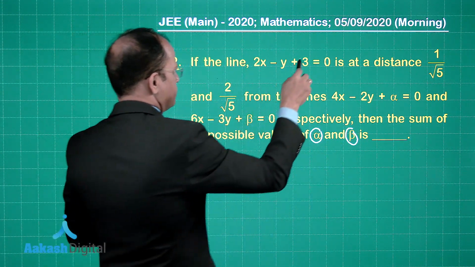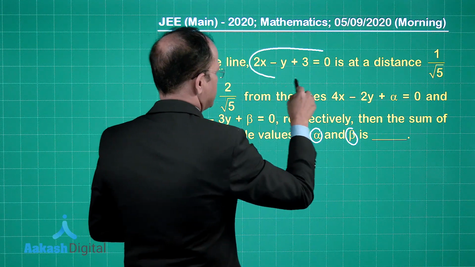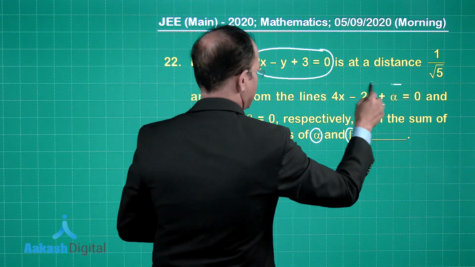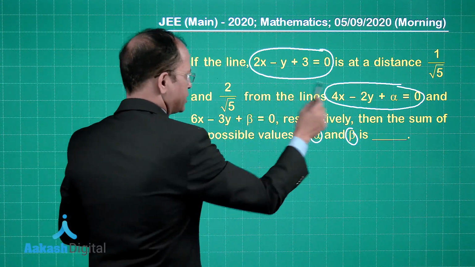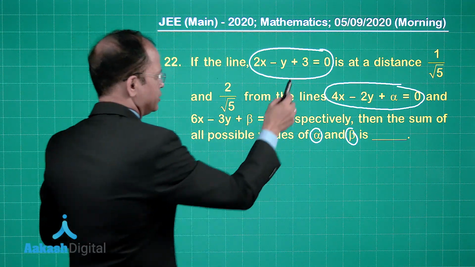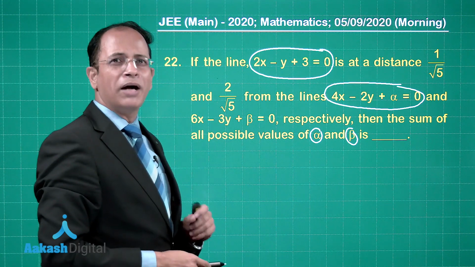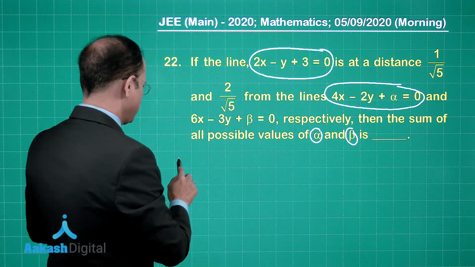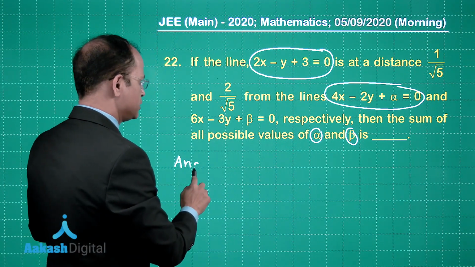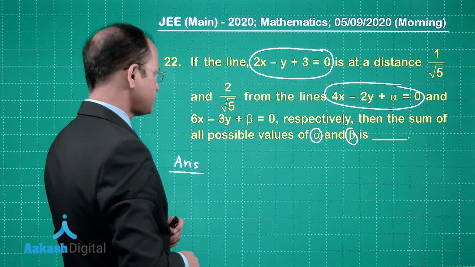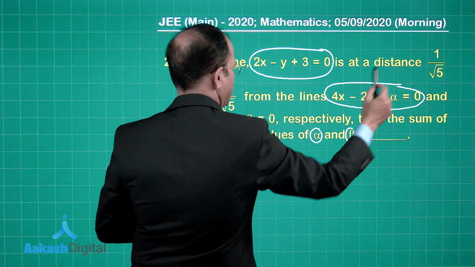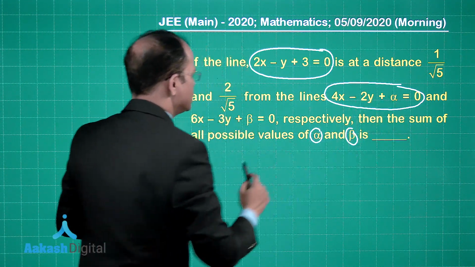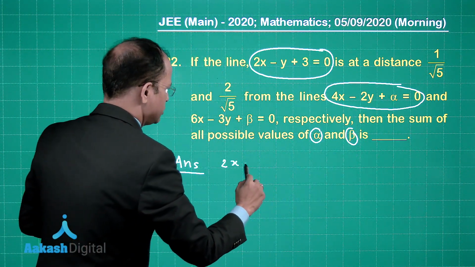If you see here, this is the line we have and this is the line we have. What is the similarity between these two lines? Yes, these two lines are parallel to each other, right? So this is at a distance of 1 by root 5 from this. So let me take these two lines first of all.